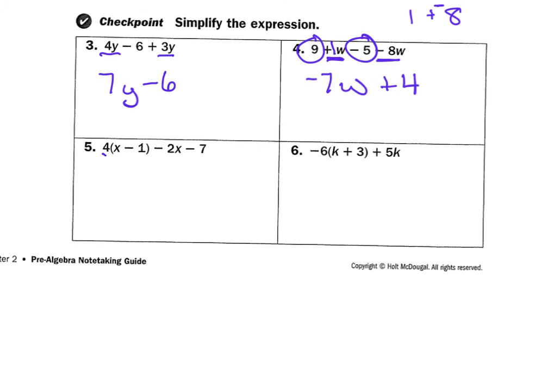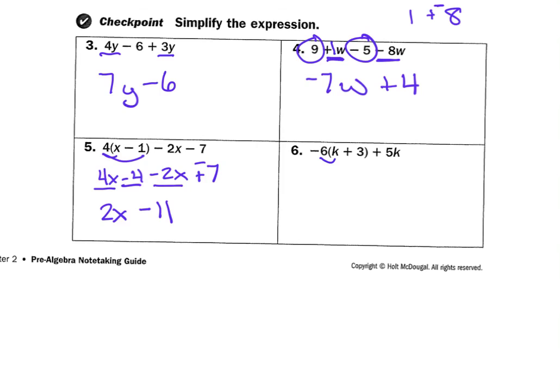On question 5, we need to use the distributive property. So we get 4x minus 4 minus 2x minus 7. The 4x and the minus 2x gives you 2x. 4 minus 2 is 2. -4 plus a -7 gives me a -11. So we got to follow our rules of integers.